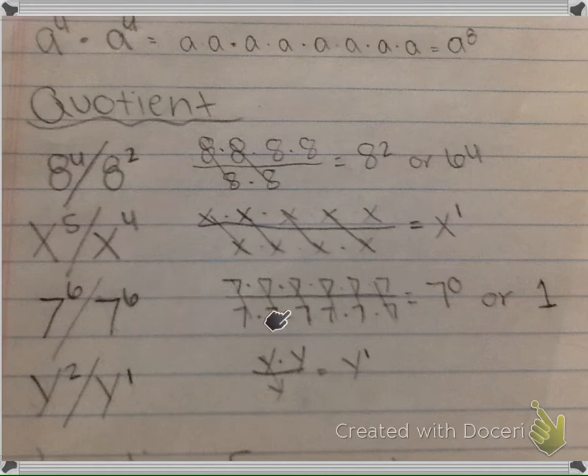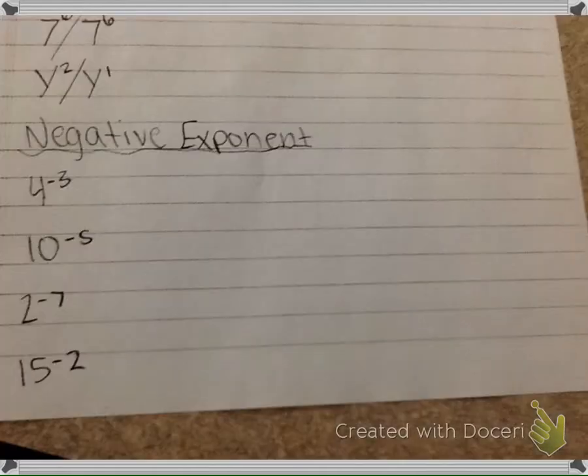this. That is what it is in expanded form. And then in exponential form, it's 7 to the 0 power. And in standard form, it comes out to be 1. Then for the fourth problem, it's just y times y divided by y, which would give you y to the 1st power. And yeah. So now do the negative exponent problems and play when you're done.